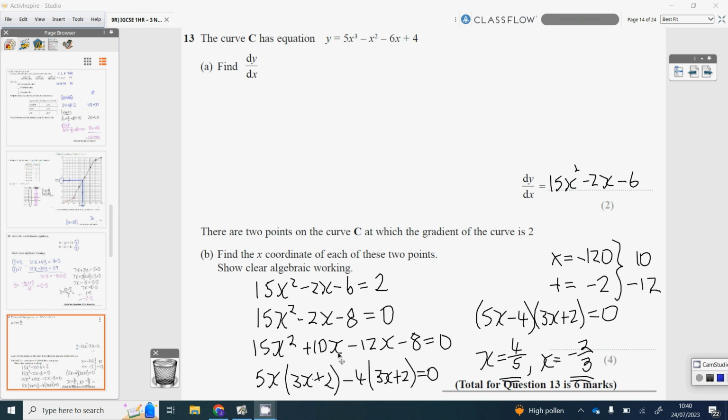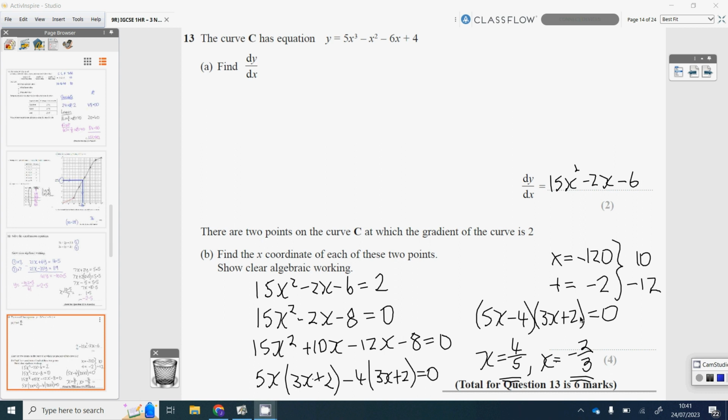Next step, fully factorise terms 1 and 2. So that gives me 5x, 3x plus 2. And fully factorise terms 3 and 4. That's minus 4, 3x plus 2. Now you just need to be a bit careful with this bit of factorising, but you just have got to fiddle around with the sign here perhaps in order to make sure you get the repeated bracket. So my final pair of brackets are the two components that are not in a bracket. So that's the 5x minus 4. And the second bracket is the repeated bracket, the 3x plus 2.